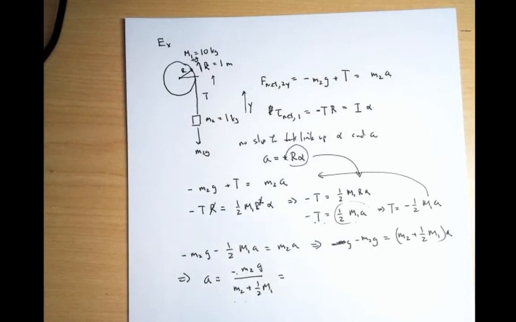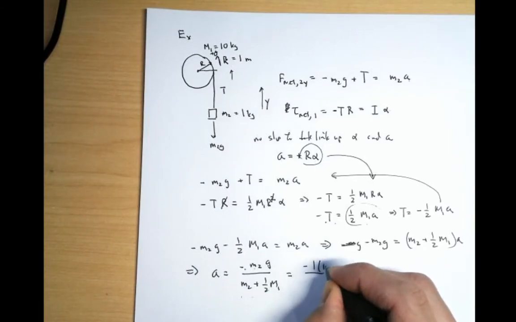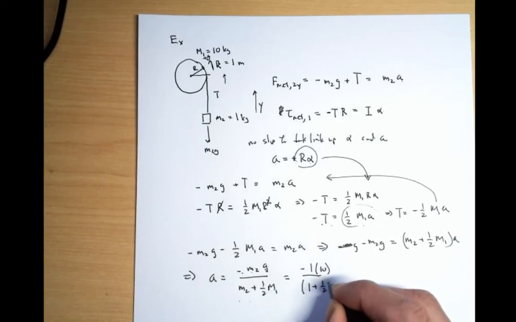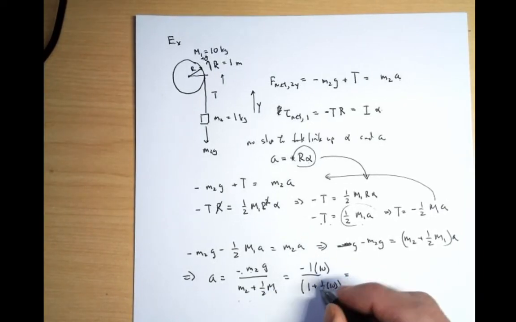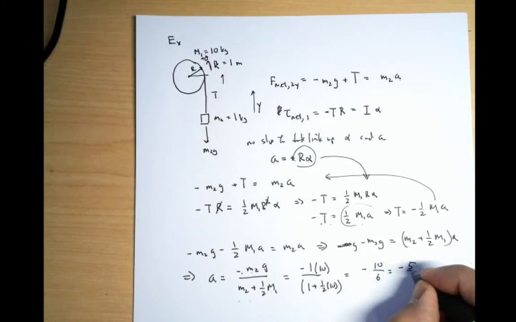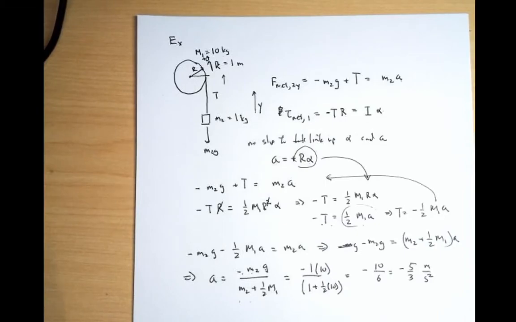So now we can just go ahead and plug in our numbers. M2 was 1, so it's minus 1 times g, which is 10, divided by 1 plus 1 half times 10, right? So it's basically minus 10 over 6, which is minus 5 thirds meters per second squared, all right? So it accelerates downward at this particular rate. Okay. Now, let's consider another one, say.